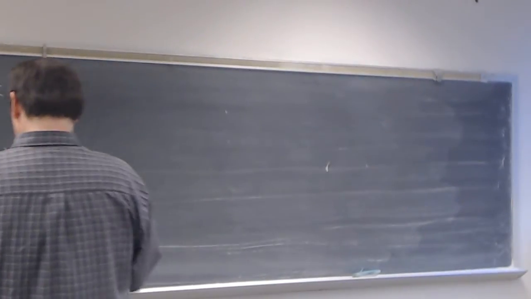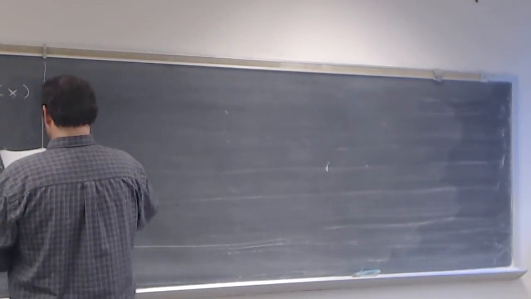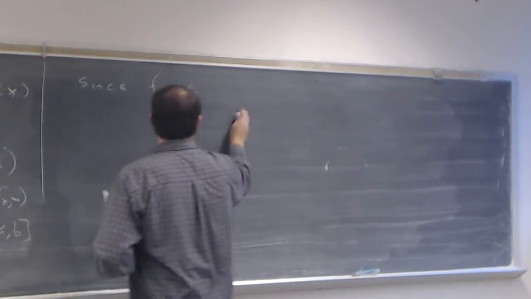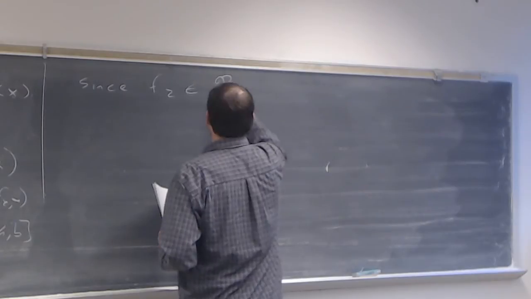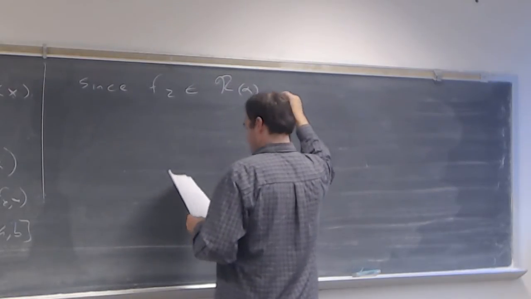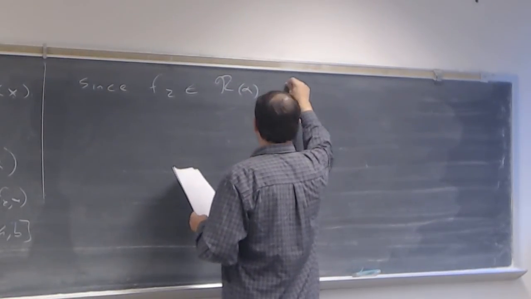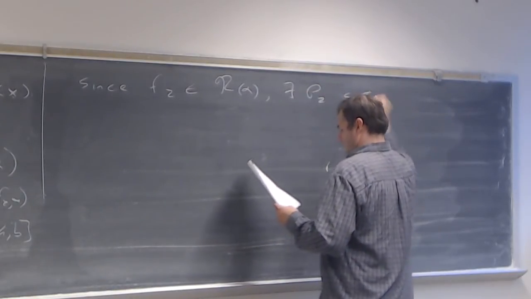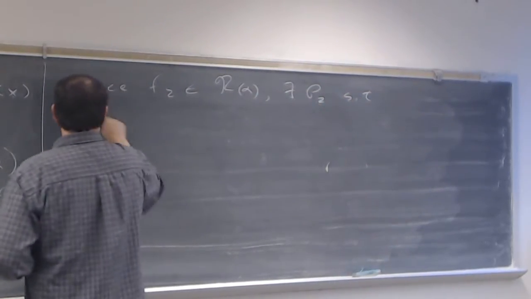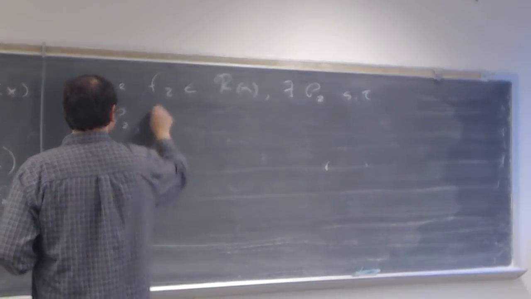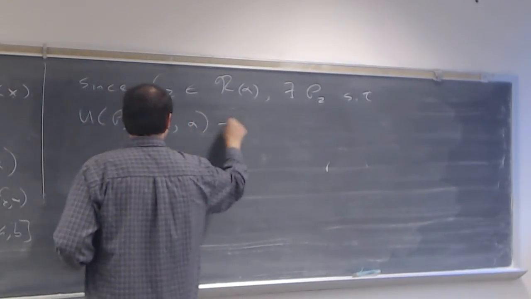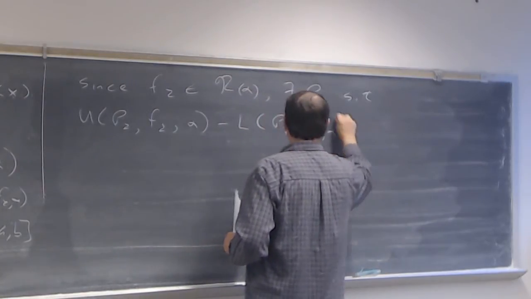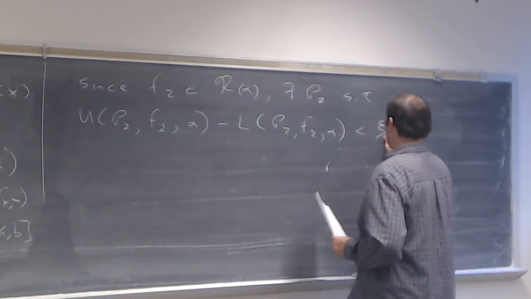Okay, so I will say that. All right, since f_2 is an element of the Riemann-Stieltjes integrable functions, then there exists a partition P_2 such that the upper sum with P_2, f_2, and alpha minus the lower sum with P_2, f_2, and alpha is going to be less than epsilon over 2.